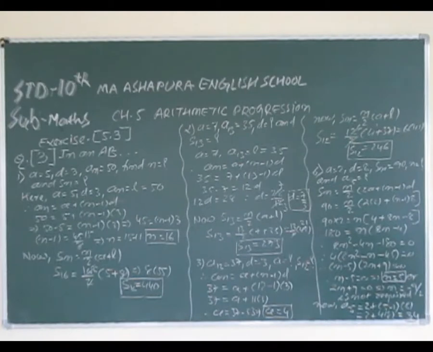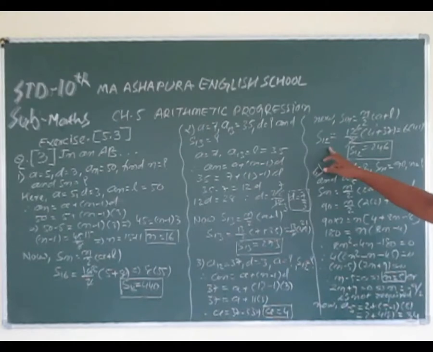Now 33 is transposing to the left hand side, and we get a is equal to 37 minus 33 equal to 4. So a is equal to 4 is our required first term. Now we can find S12 by using the formula Sn is equal to n by 2 into bracket a plus l. Substitute the values. n is equal to 12, first term a is equal to 4, and last term l is equal to 37. So substitute the value in the formula.